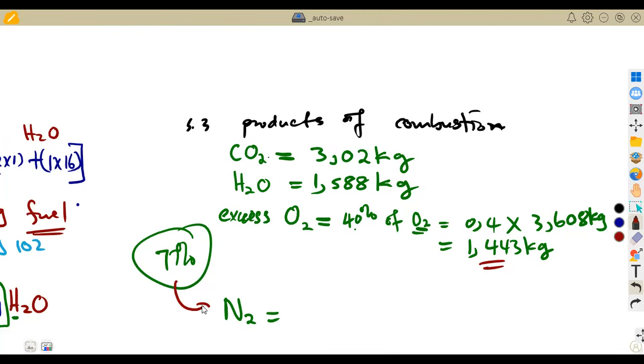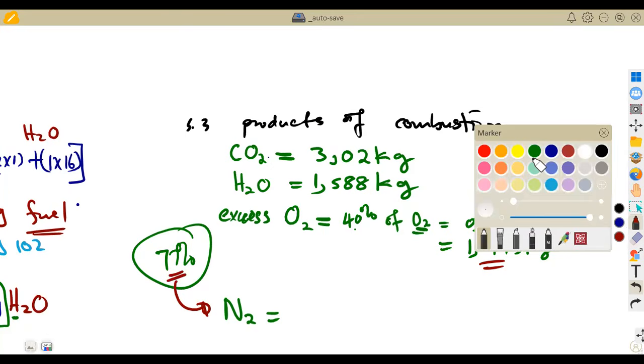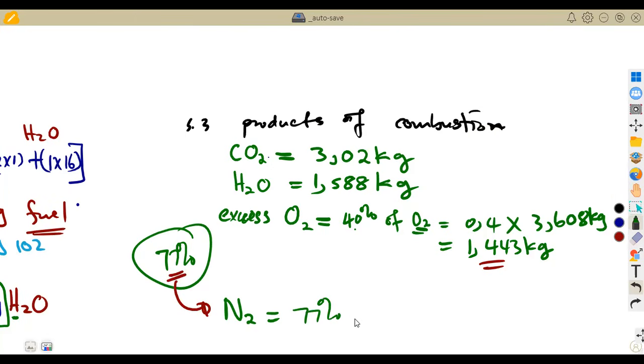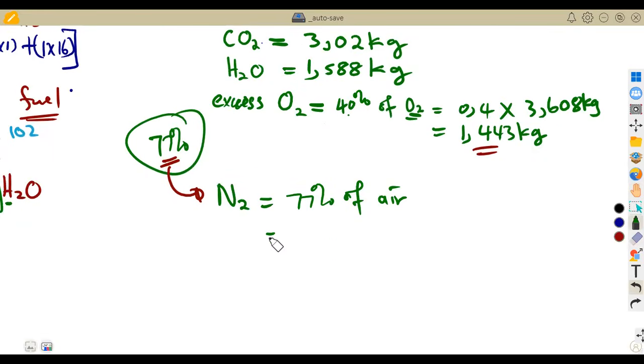It's part of air, this one, which consists of 77%. So if it consists of 77% of air, we are saying it is 77% of air. Therefore, we are going to multiply by 77%, which is 77 over 100, or 0.77, times the mass of air, not the theoretical, but the actual mass. We are talking about when it is actual.